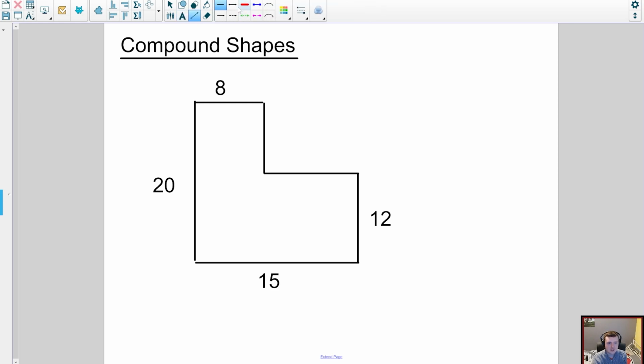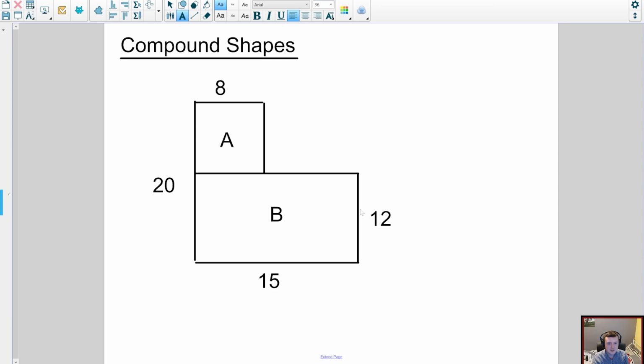We have to split the shape into shapes that we do recognize. So we could split it, for example, down here, or we could split it across here. I'm going to split it like this. So what I've got here is a rectangle here and a rectangle here. It could be a square here, it could be a triangle here, and we'll go into another example in a second. But I'm missing some information. If I label these two shapes, I'm going to label this A, and label this B. I need to work out the areas of both, and then add them up at the end.